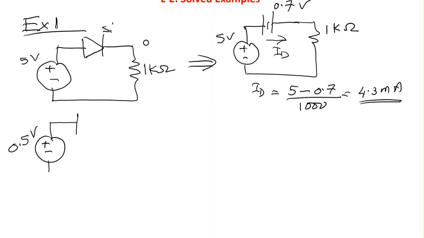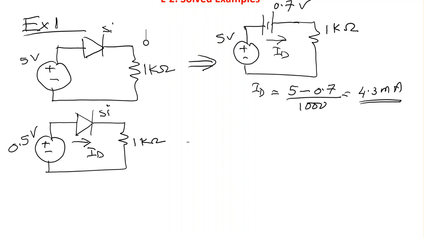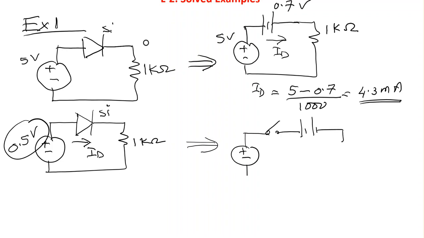Okay, now how about if I have the same circuit but the voltage is 0.5 volts? So what do you think will be the current ID? This is again 1 kilo ohm, and again this is a silicon diode. We know that since this voltage here is less than the 0.7 that should be here, then in this case I know that there will be an open switch, and therefore no current will be flowing. So we'll say that ID in this case is equal to 0.